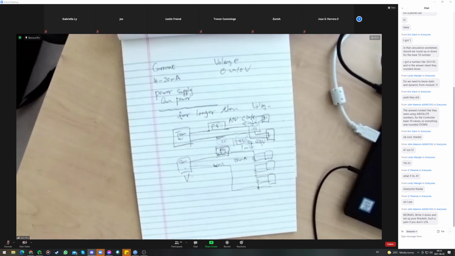Yeah. So basically you can go long distances, but only if you have an adequate power supply to do it. Yes. Okay. That's the idea. Okay. Thank you. You're welcome.